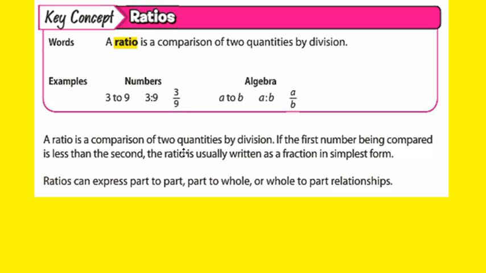A ratio is a comparison of two quantities by division. If the first number being compared is less than the second, the ratio is usually written as a fraction in simplest form. Ratios can express part to whole, or whole to part relationships.